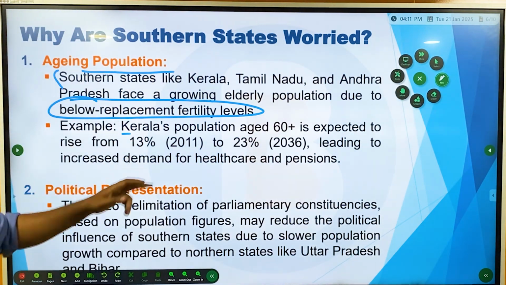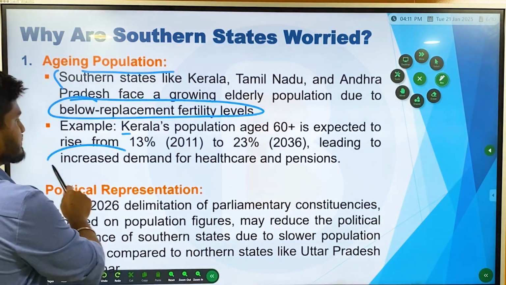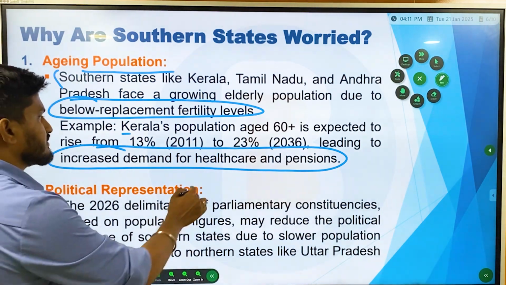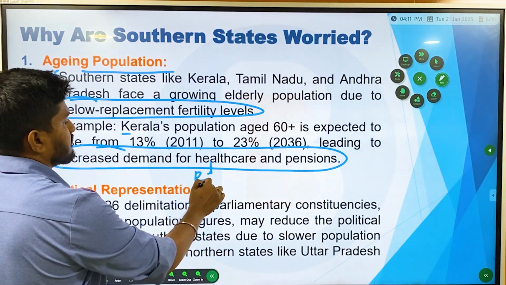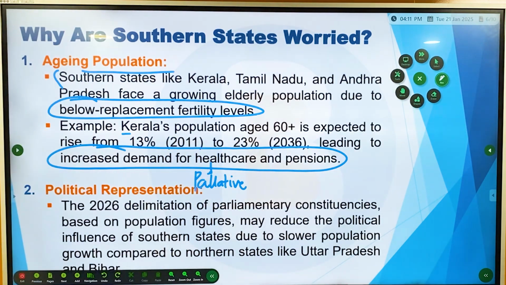Example, Kerala's population aged 60 plus is expected to rise from 13% to 23% by 2036, leading to increased demand for healthcare and pensions. Healthcare in the sense palliative healthcare. Okay, then the political representation.